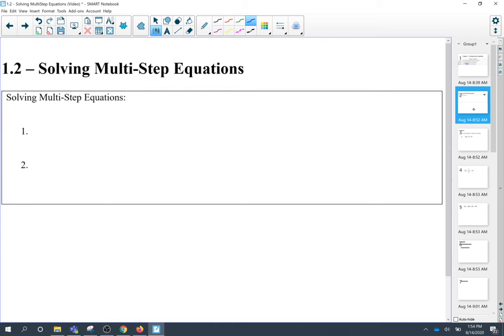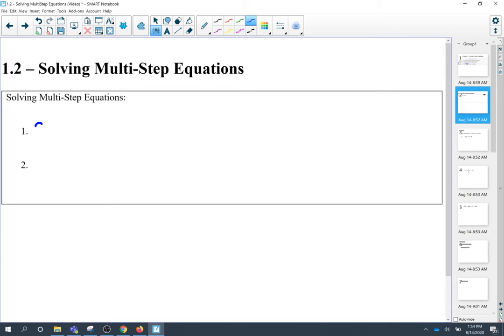Now, 1.2, we're going to be solving multi-step equations. So in 1.1, we were solving simple equations where we just had to perform one operation to get our variable by itself. Now we're going to add on a couple operations, a couple steps, so they're going to be a little bit more in-depth. So solving multi-step equations, we have 2 steps.